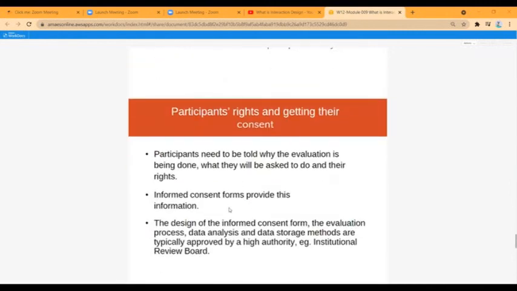The participants' rights and getting their consent. The participants need to be told why the evaluation is being done, what they will be asked to do, and their rights. Informed consent forms provide this information. The evaluation process, the data analysis and the data storage methods are typically approved by a higher authority. An example is the institutional review board.